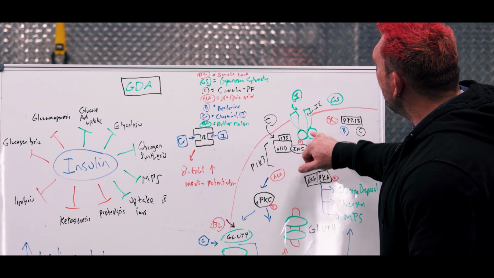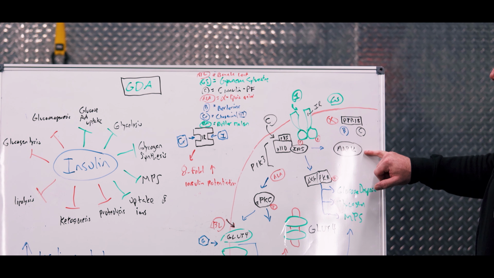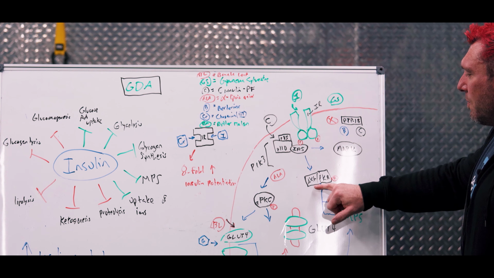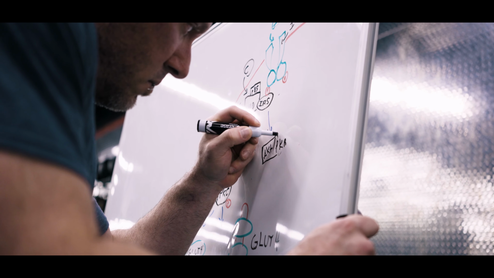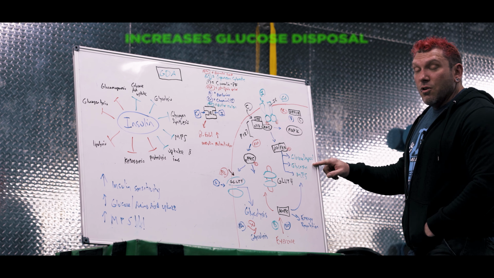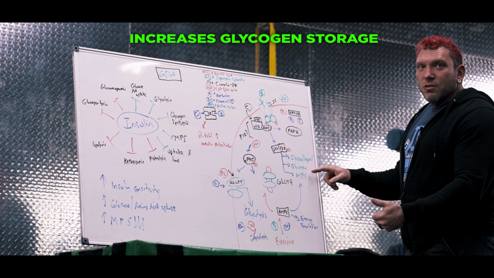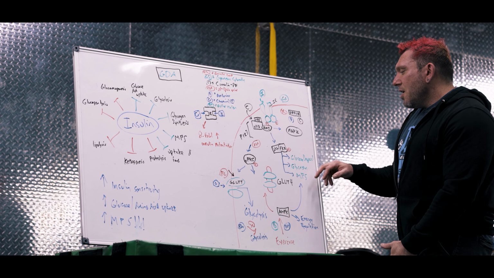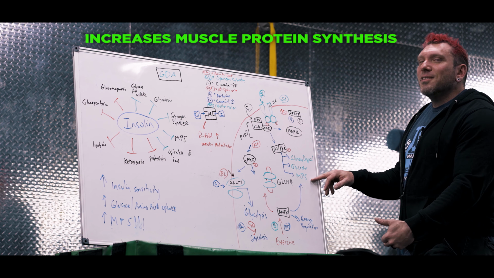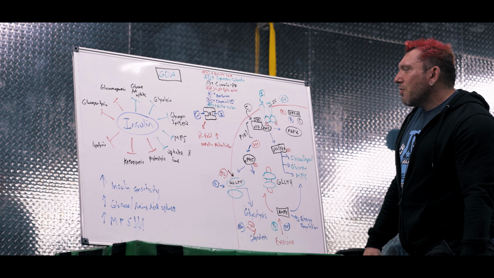And once the insulin binds to the insulin receptor substrate, it can activate MAPK. It can go down this pathway, which is AKT-PKB. And what this pathway does is it increases glucose disposal. So you're using carbohydrates as energy more efficiently. It increases glycogen storage for working out, and it increases muscle protein synthesis, which is what we all want, right? So this is a very anabolic pathway.